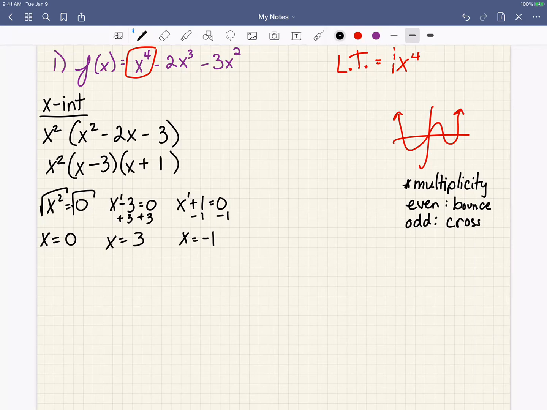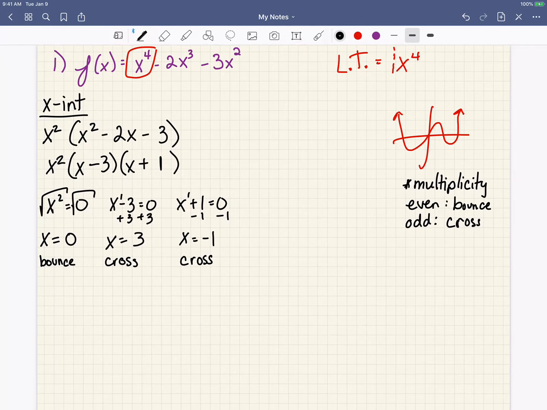So in this case, I have x equals 0, which is going to be in twice, right? Because it is to the second. So that means it is going to bounce. So at x equals 0, it's going to bounce. At x equals 3, there's only one of these, so it's going to cross. And the same thing for that negative 1, it's going to cross.